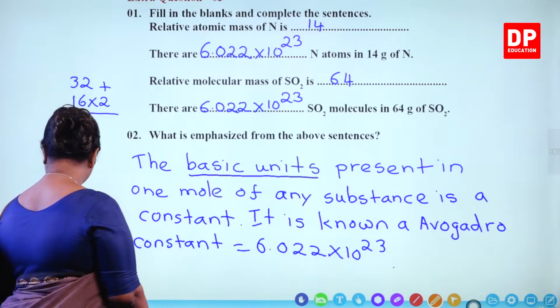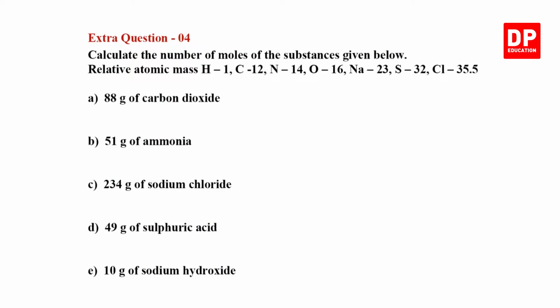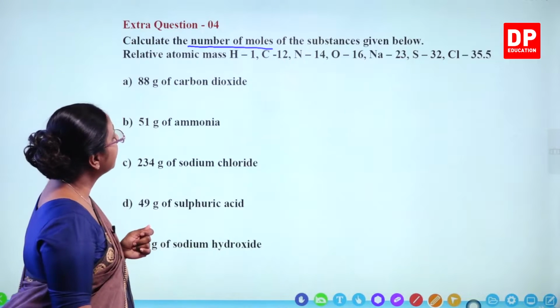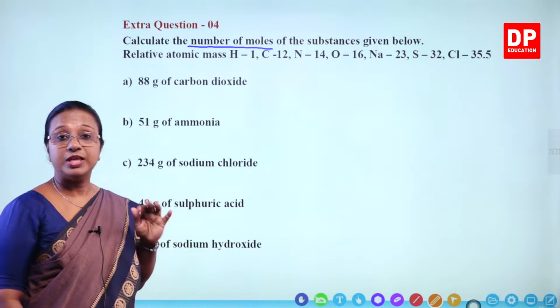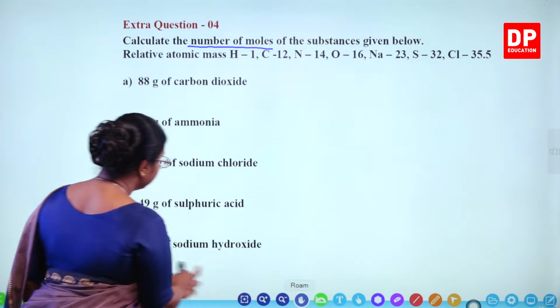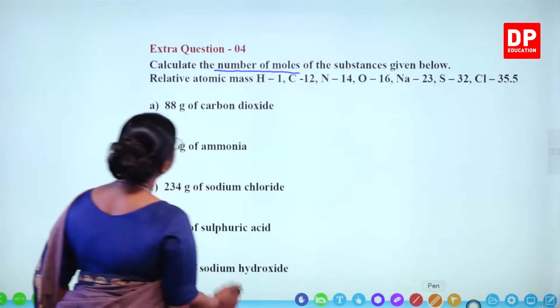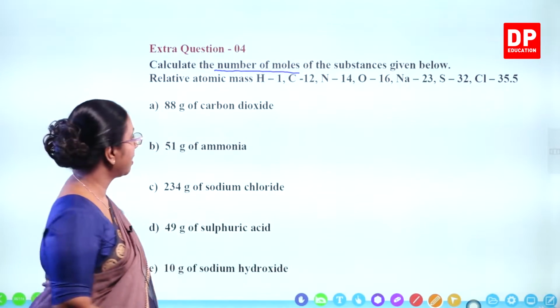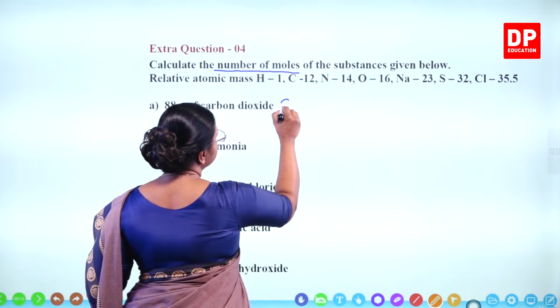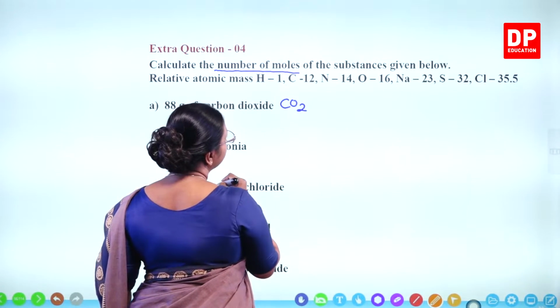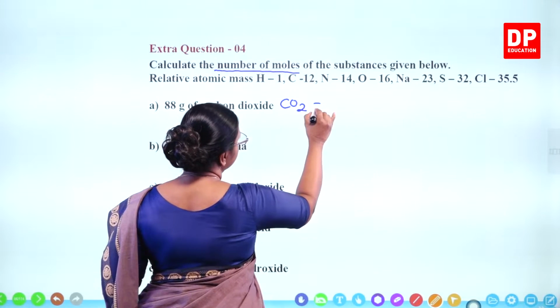Then the next question. Extra question 4. Calculate the number of moles of the substances given below. And the relative atomic masses are given to you. Then it's easy for you to do the calculation. I will do the first one, 88 gram of carbon dioxide. So first you need to write the chemical formula, or the molecular formula, CO2.